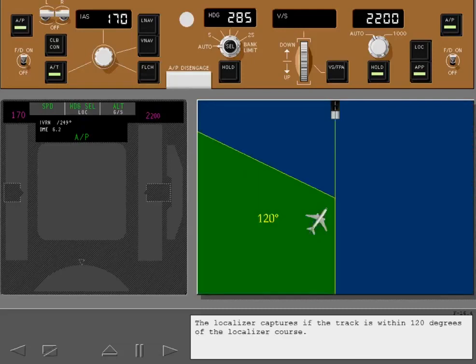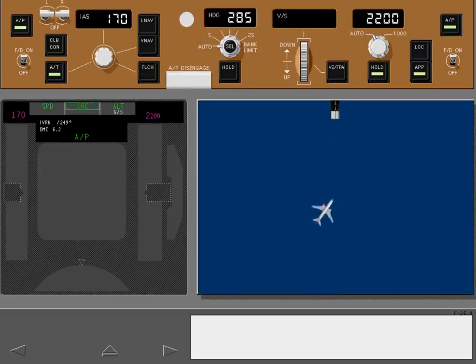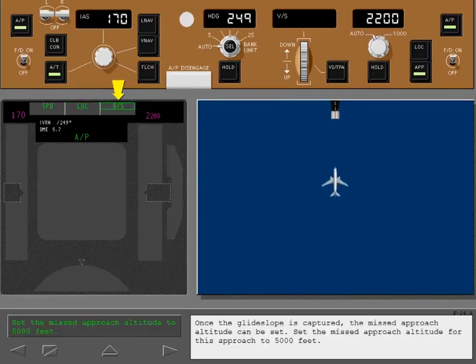The localizer captures if the track is within 120 degrees of the localizer course. On localizer capture, the inbound heading automatically sets on the MCP. Once the glide slope is captured, the missed approach altitude can be set. Set the missed approach altitude for this approach to 5,000 feet.